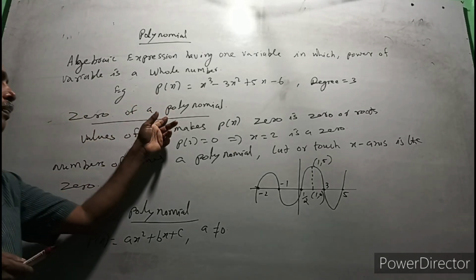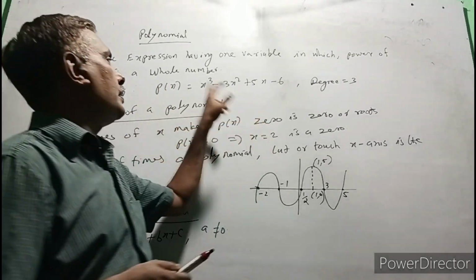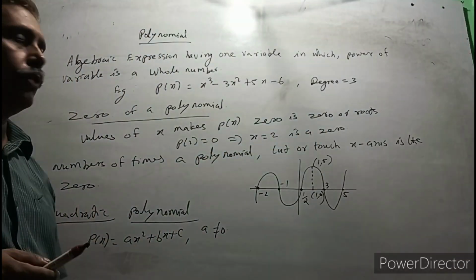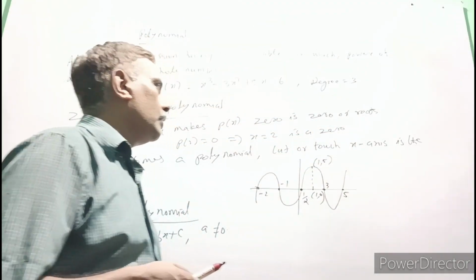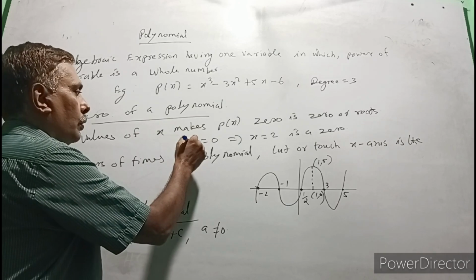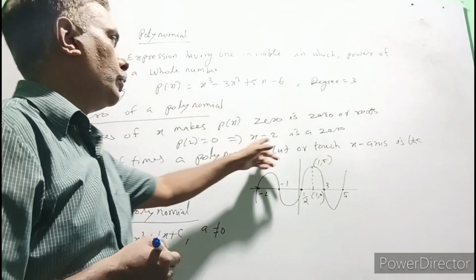Zero of a polynomial means the values of x which make the complete polynomial 0; this is called a zero of the polynomial. A zero is also called a root. Here you see that if you put x equal to 2, this complete polynomial becomes 0. So I can say x equal to 2 is a zero of this polynomial.